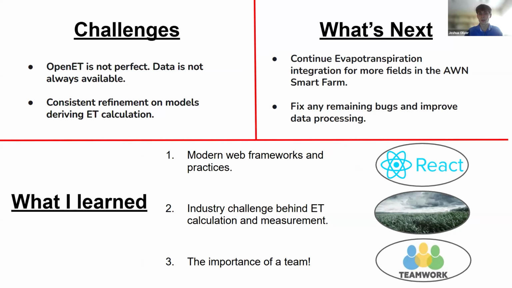But in terms of what's next for this project, we want to continue ET integration for more fields for the AgWeatherNet Smart Farm, as well as provide different variables that OpenET also produces, such as the normalized difference vegetative index values, or NDVI, for a given field, as it is very useful for growers and farmers to understand and see that data as well. Finally, there's a few bugs that remain that we need to fix, but overall, I've learned a ton about modern web frameworks and practices, as well as just how difficult ET can be in this industry. In terms of calculation and measurement, I really had no idea until this project, so that was pretty eye-opening.